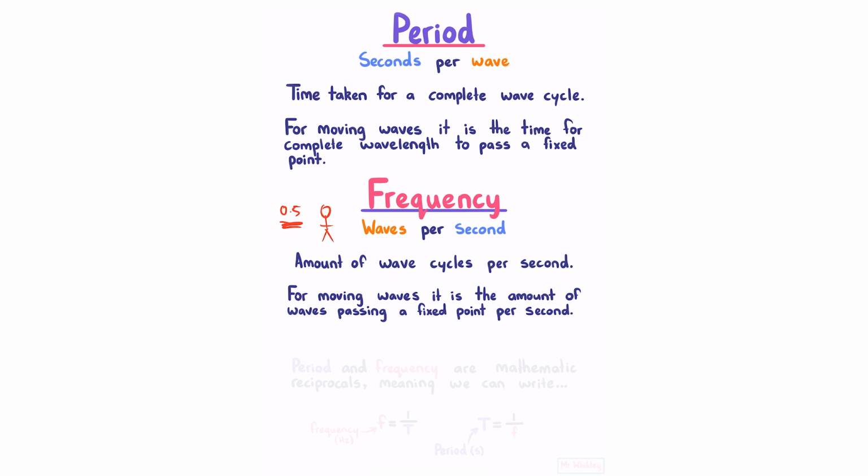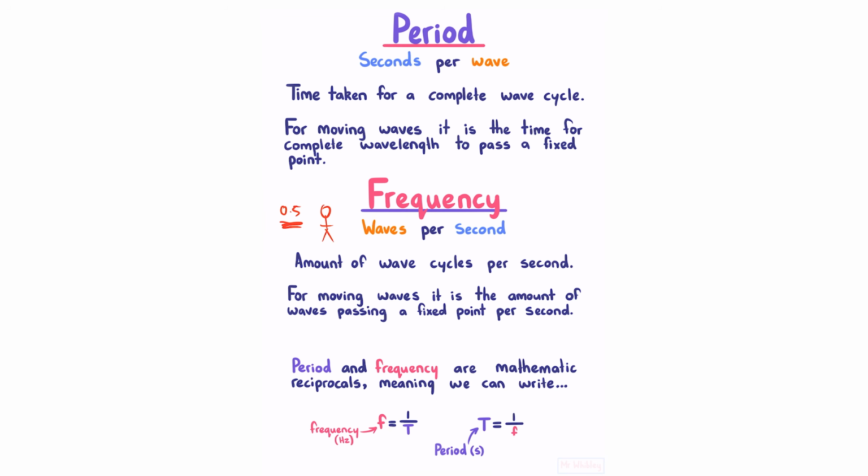As our language might suggest, period and frequency are mathematical reciprocals, meaning that we can write the frequency is 1 over period, and the period is 1 over frequency. And now the unit of hertz is just another way of writing 1 over seconds.